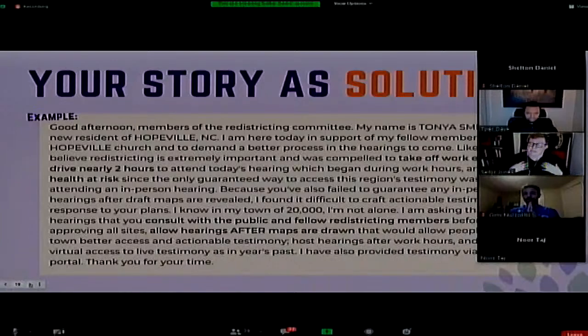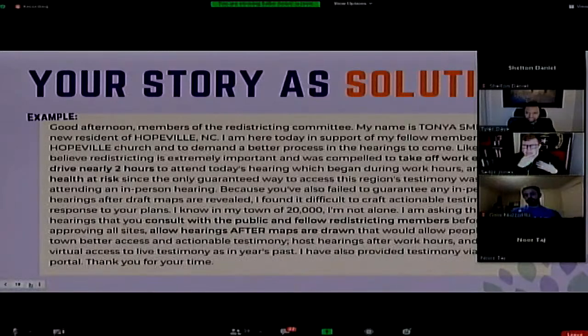Our testimony needs to be about solutions. Maybe you had to take off work early because the hearing wasn't at a convenient time. Maybe you had to drive pretty far across the county to get there. Maybe you felt like you were putting your health at risk by not having a virtual option on the day of the hearing so that you could phone in or broadcast in like they did in 2017.